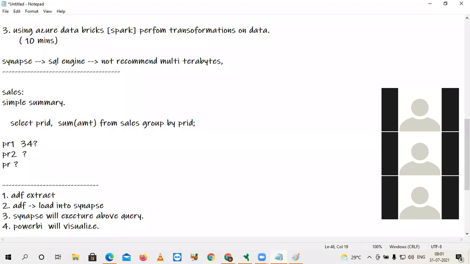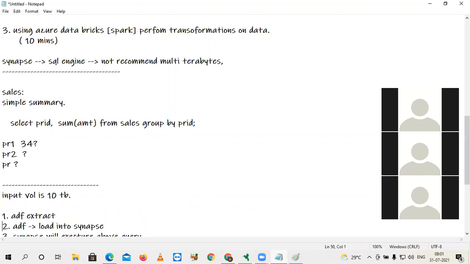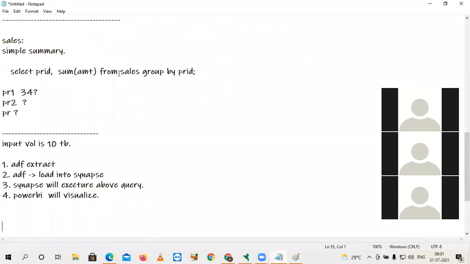But the problem is, again, my input volume is 10 TB. If the sales table has 10 terabytes of data and this query is executed by Synapse, definitely you will see white smoke. That means high load, high latency, you can say.